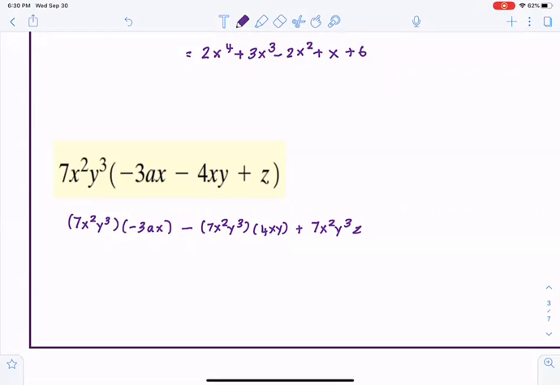7 times negative 3 in the first term is negative 21. There is an a by itself, so I'm going to put a first. x squared times x is x cubed. Then we have y cubed. Negative 7 times 4, 28. x squared times x, x cubed. y cubed times y, y raised 4. Plus 7x squared y cubed multiplied by z.